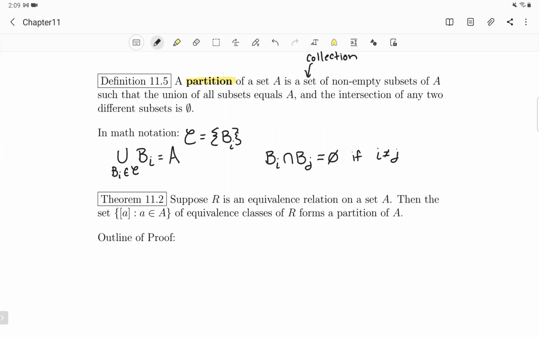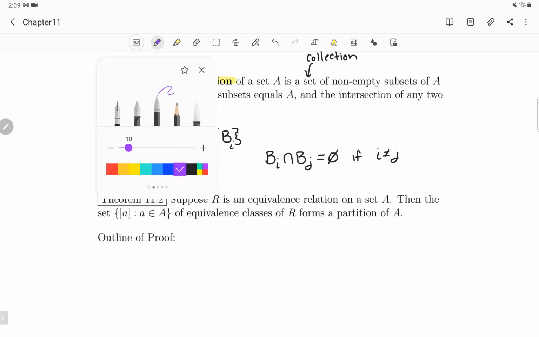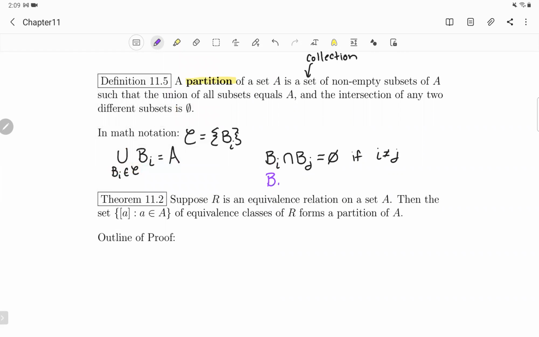So sometimes instead of writing it that way, books will write it this way. B_I intersect B_J equals the empty set, or B_I equals B_J. And that is kind of nicer notation, that purple one, for the equivalence classes we just did, because like equivalence class of 1 equals equivalence class of 4, right? So they'd be that second type. They're actually the same set, okay?